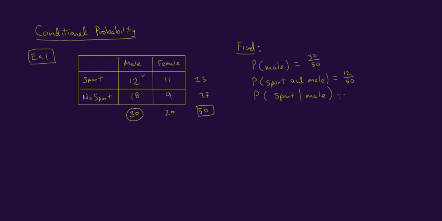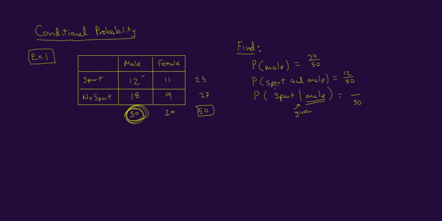Now the conditional probability, that's what this bar right here means, that's read as the word given. This is saying the probability of playing sports given that you already know the person is a male. So in this case, the denominator changes. You're not talking about all people, you're only talking about the males. And so the denominator, instead of being all 50, is just 30.